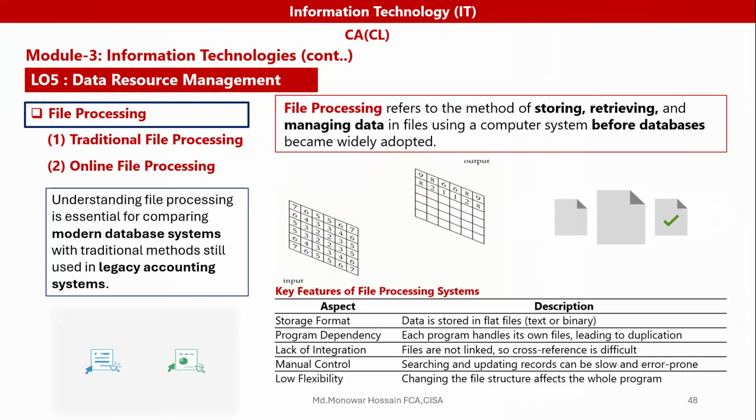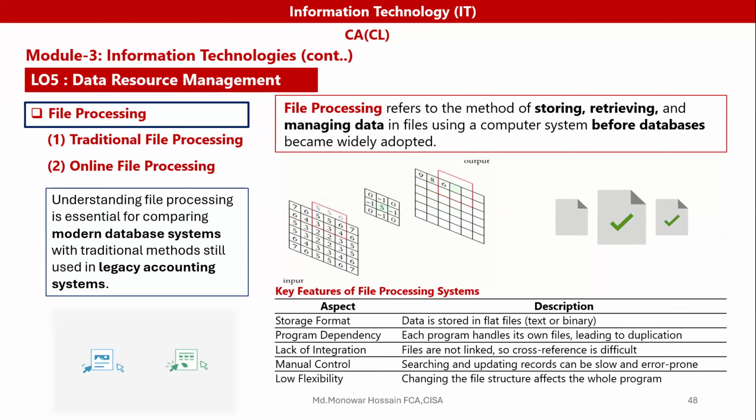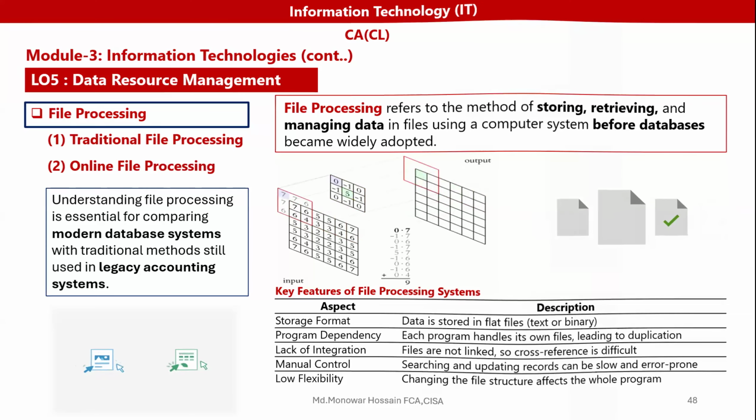If we look at the file processing aspects, the data is stored in a file format, such as a flat file, text file, or binary. There is program dependency: each program handles its own file, leading to duplication. Files are not linked, so cross-referencing is difficult. Control is manual in traditional file processing, with low flexibility.